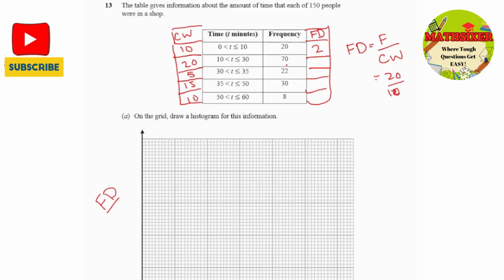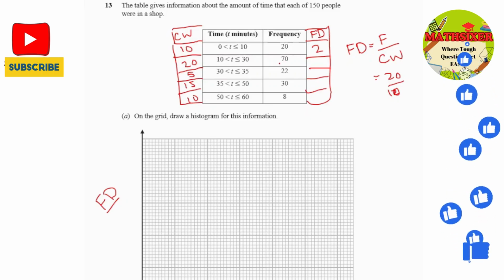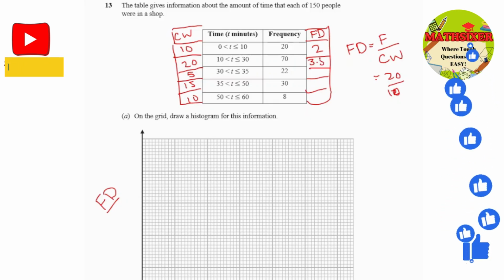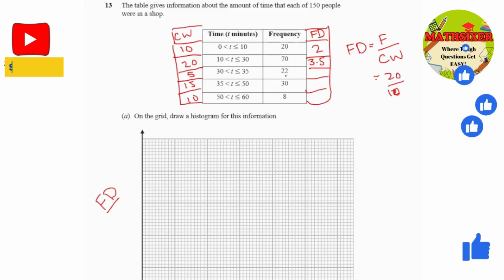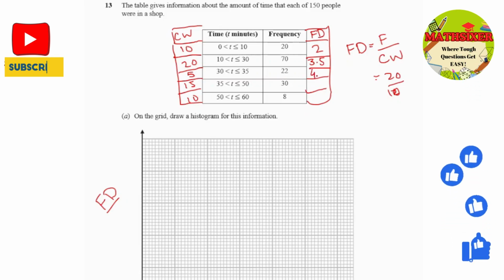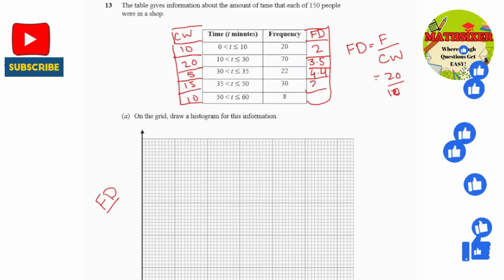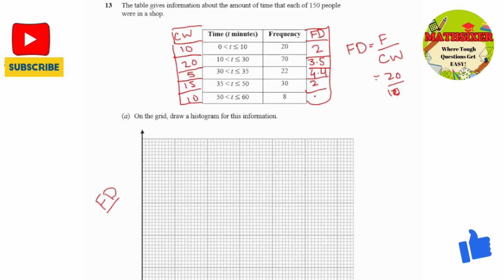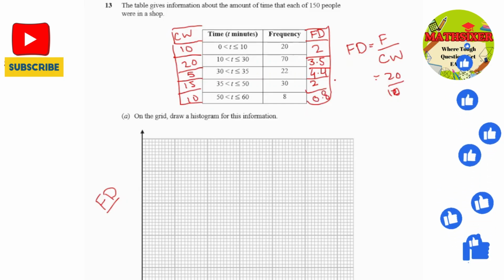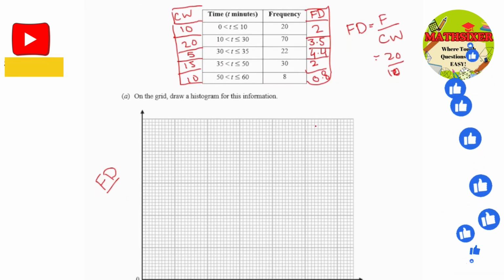Similarly, 70 divided by 20, so 7 divided by 2 is 3.5. Then we have 22 divided by 5, that gives us 4.4. The next one, 30 divided by 15 is 2. And 8 divided by 10 is 0.8. So now we need to sketch our frequency density.